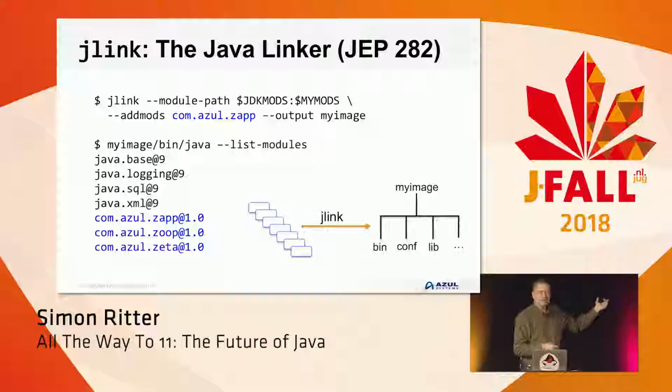So if I go into my image in the bin directory and I run the Java executable in that, what I'll find if I use the list-modules command line flag is I get java.base, java.logging, java.sql, java.xml, and then 3 modules for my application, so Zap, Zoop, and Zeta. So that's good, because now we've got a much smaller runtime, and for things like containers, for things like microservices, this is really good, because you build your runtime, put it in your container image, and then ship that. So this is a very good way of using modules.